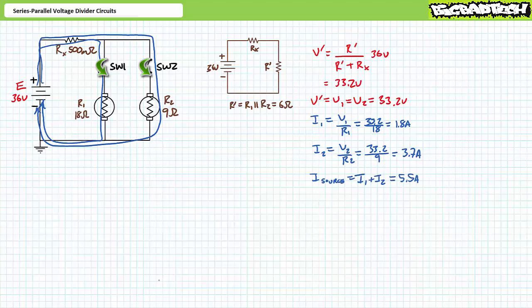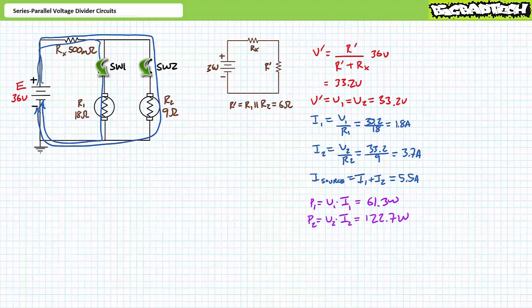Source current is equal to I1 plus I2. Substituting our calculated values demonstrates that source current is 5.5 amps. P1 equals V1 times I1. Substituting our calculated values demonstrates that R1 consumes 61.3 watts. P2 equals V2 times I2.